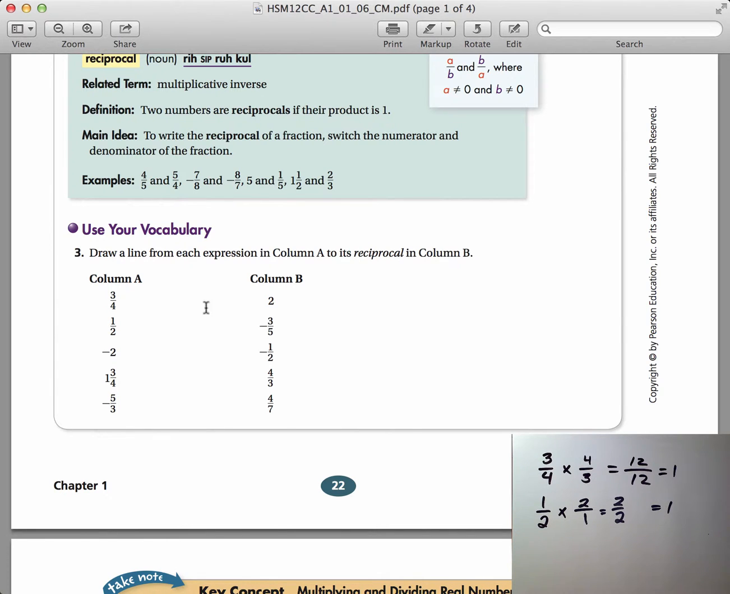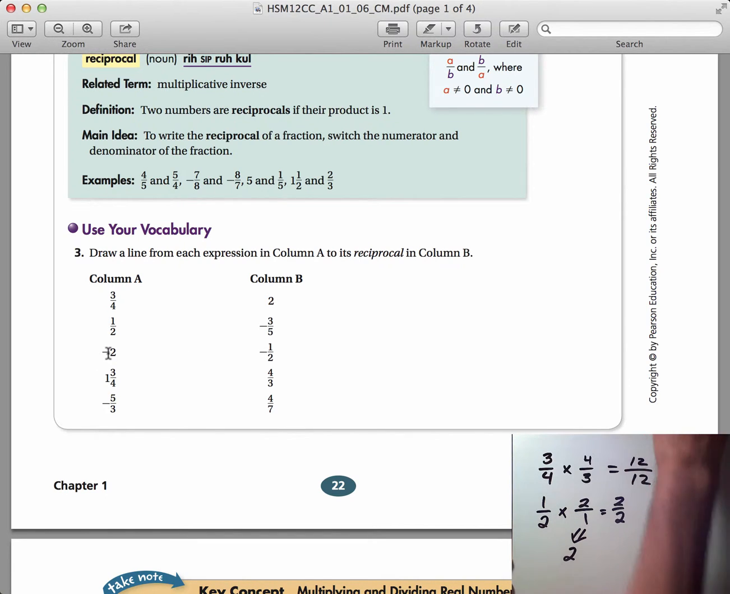Do you see 2 over 1 in column B anywhere? No, you won't, because 2 over 1 is actually the same as saying just 2, right? So we take a look in column B, and we see 2 right here. There would be the answer.